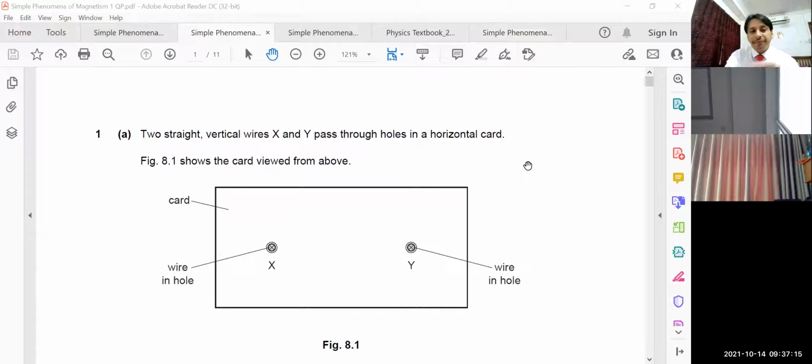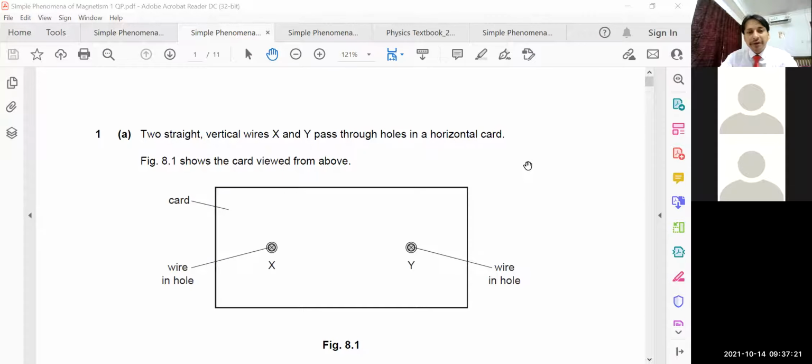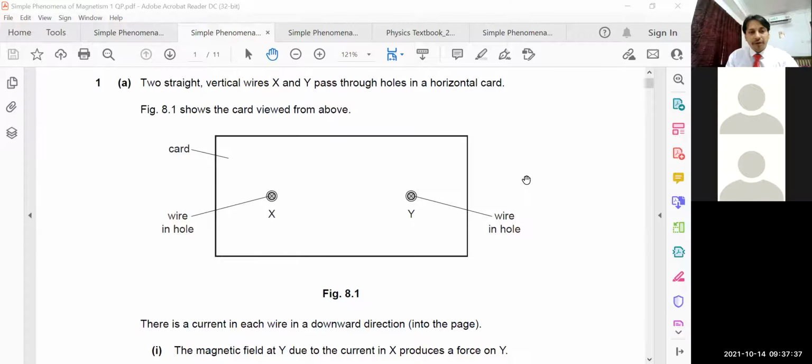Question number 1. Two straight vertical wires X and Y pass through holes in a horizontal card. This is given in figure 8.1, and this figure shows the card viewed from above.